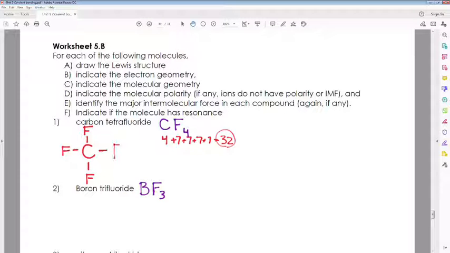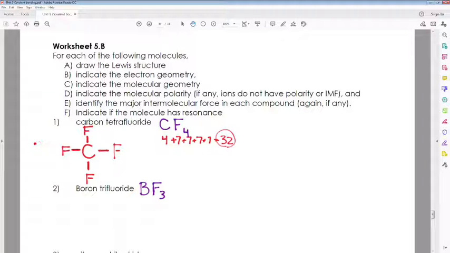So, count your electrons, arrange your atoms, and now we've used 8 of our 32 electrons, because each of these lines represents 2 electrons. So we've still got a lot more electrons to place, and we're going to add the rest of those electrons as lone pairs if we can.